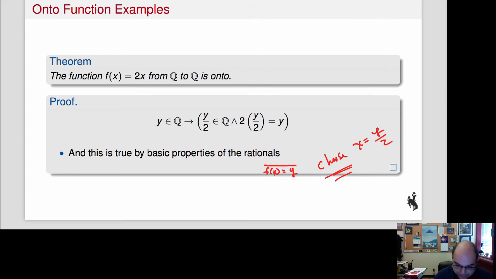Well, that's all just properties of the rationals, right? So, for instance, if y is a rational, so is y divided by 2. And y divided by 2 times 2 is actually the same as y, because that's just y times 2 over 2, or y. So we're done, right? That's how we can prove that a particular function is onto. Pick an element in the codomain, and then show that some element of the domain must map to it.